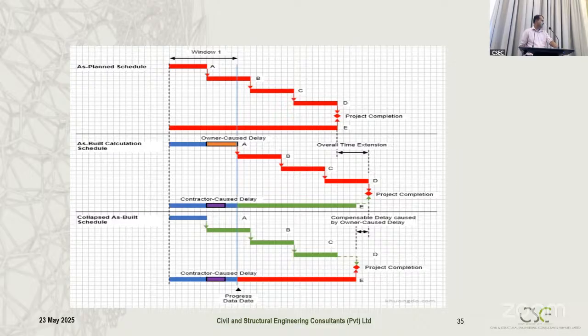So in the third program, we have removed the owner-caused delay from the program, and we have analyzed it. So what has happened now? The as-built calculation schedule showed some date, and with this collapsed as-built schedule, it has been more advanced. That gap we call the delay caused by the owner. In that case, the contractor is not responsible, and we have to grant that extension of time to the contractor. Contractor-caused delays, he actually has to bear. So we don't normally want to analyze that.